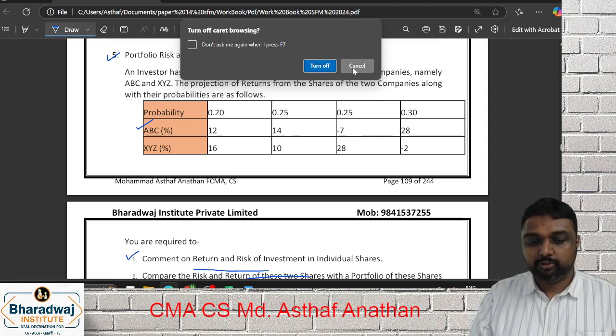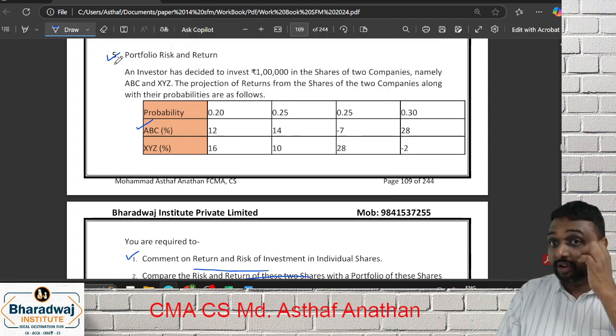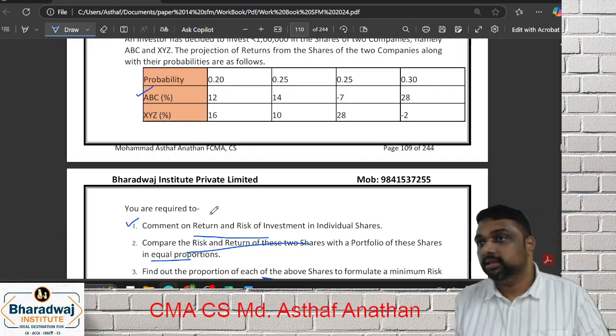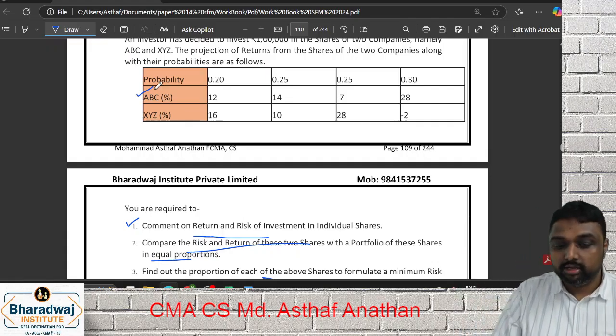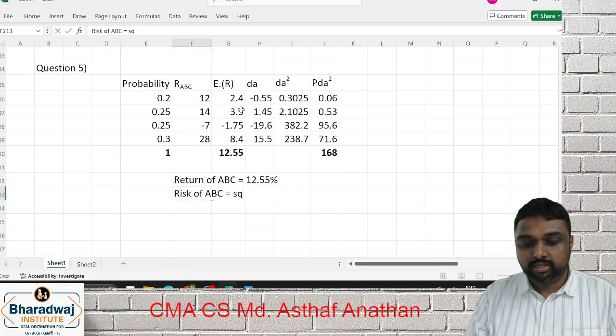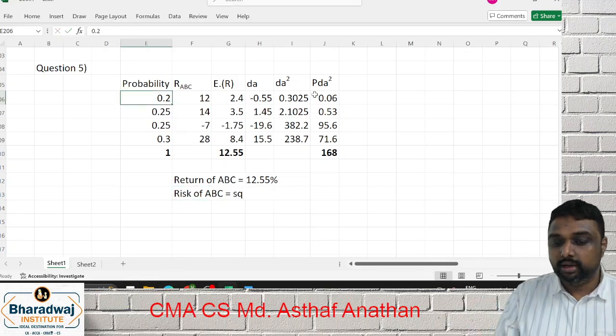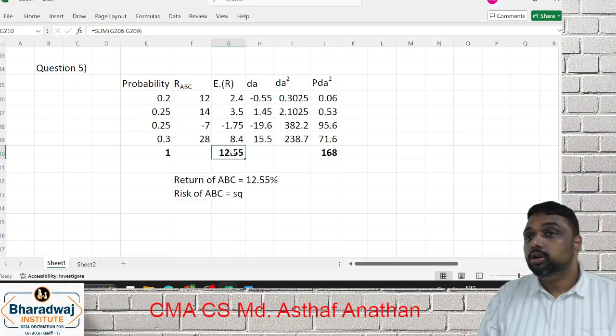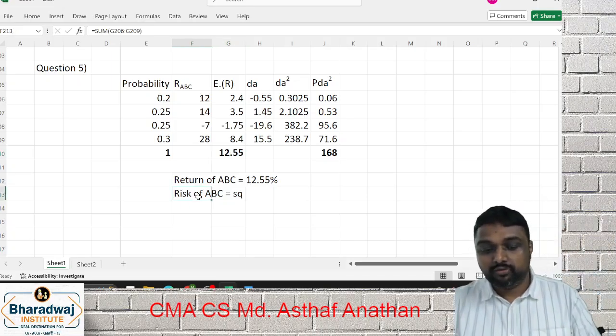Yes, now we are just practicing our question number 5. Question number 5 is asking return and risk. So we were first doing the return and risk of ABC. We started doing the probability return. Now this probability return, we got the return as 12.55. Now you want to find out the risk.